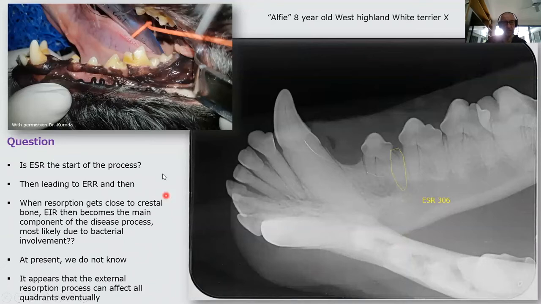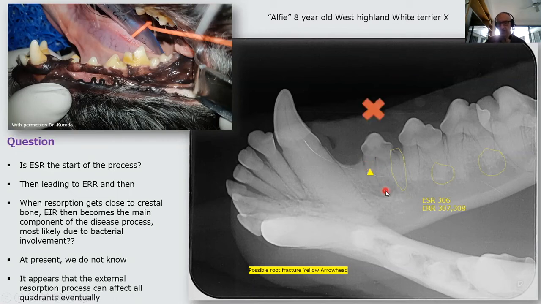Another situation where we have resorption occurring in quadrant 3. Here we have external surface resorption around the distal root of 306. We can also see surface resorption and replacement resorption occurring around 307 and 308. And in this situation, we can actually see a root fracture. You can see a little radiolucent line running here, so that would indicate a root fracture. So in this situation, this tooth would need to be extracted.